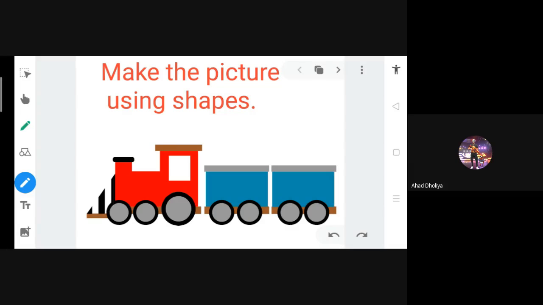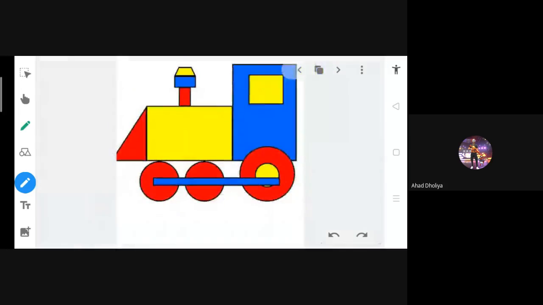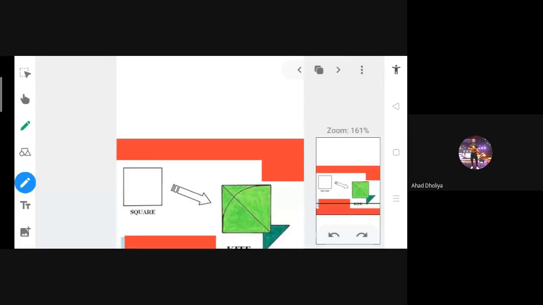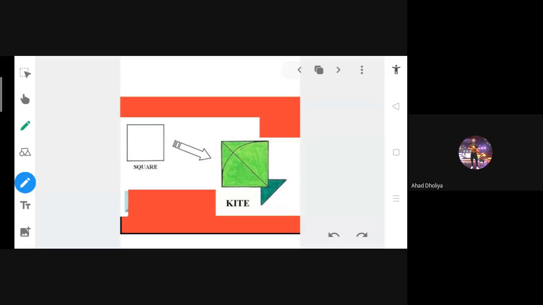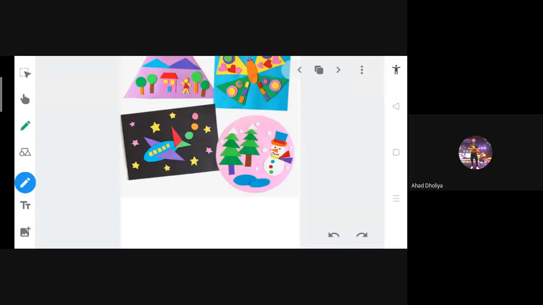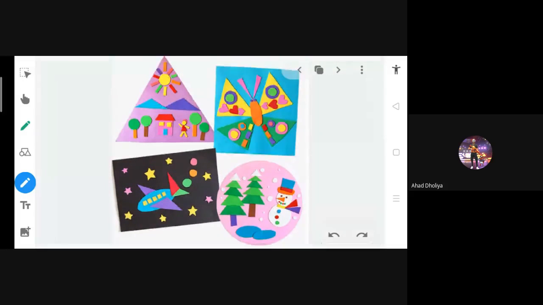Now I'm telling you that you can make any picture using shapes, like drawing an engine using a triangle, rectangle, square. You can make anything using shapes, and these are the examples. Here you can see the Christmas tree is made up of triangles and rectangles.